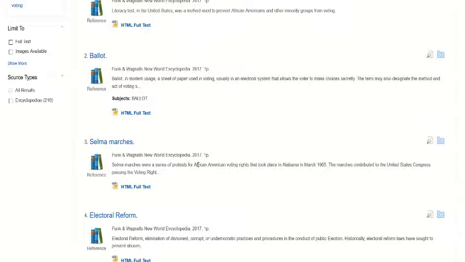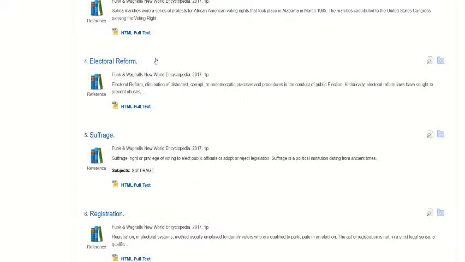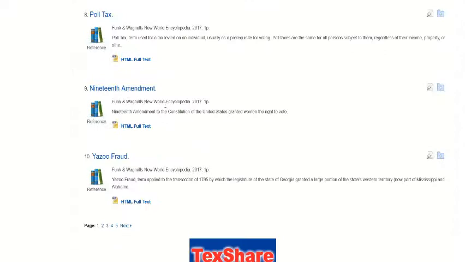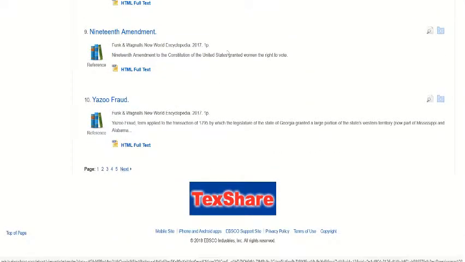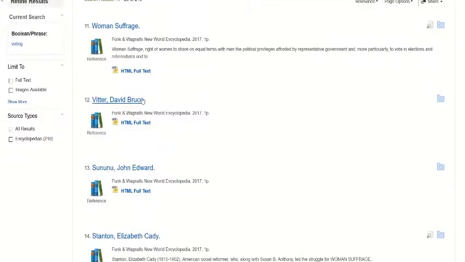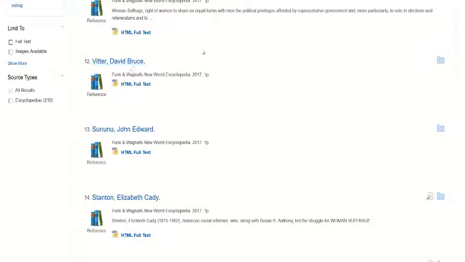Selma marches, series of protests for African American voting rights that took place in Alabama in 1965. So that again might be something that would be useful depending on our research topic. Electoral reform, suffrage, registration, poll tax, 19th Amendment, right? And we can go through to the next page. Woman suffrage, some names of some specific people who are involved in some way, we won't know until we look at them, in the issue of voting.